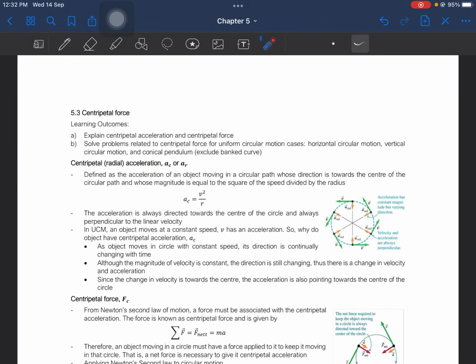So you don't have to know how to solve for bank curve. I don't actually remember what a bank curve problem is.